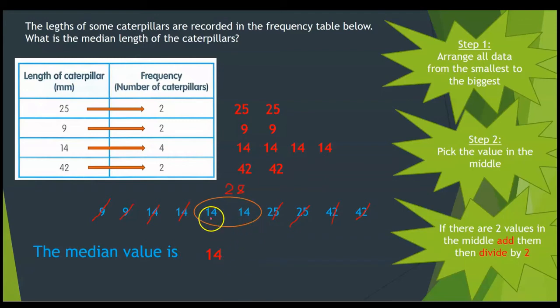What do you notice here? If the number is repeated twice, exactly in the middle, the median value will be the same number. Is this clear? What about the modal length? And modal is the same as the mode. And we said the mode is the most repeated number. Which number here is most repeated? As you can see, it's number 14. So 14 will also be the modal length.